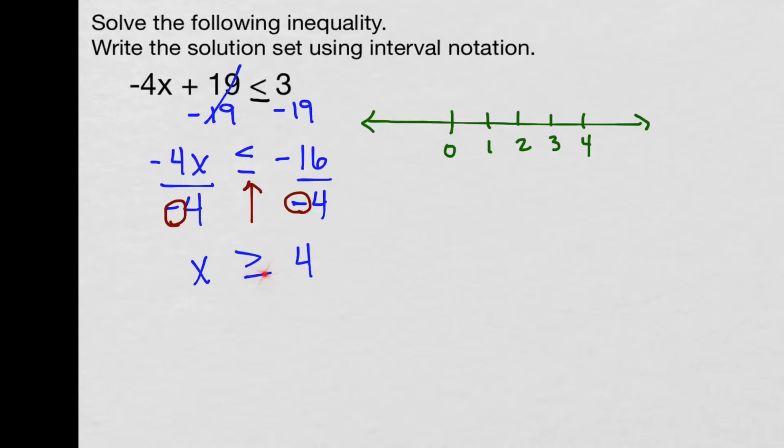If the line was not there, then we would not include the 4, which in our symbols, not including means parentheses, including means bracket. So on our graph, because it includes that number 4, we will use a bracket going towards the numbers that our inequality tells us to, which is greater than 4. So it's greater than or equal to. The bracket comes from the fact that we have this line underneath, so we use a bracket instead of a parenthesis.